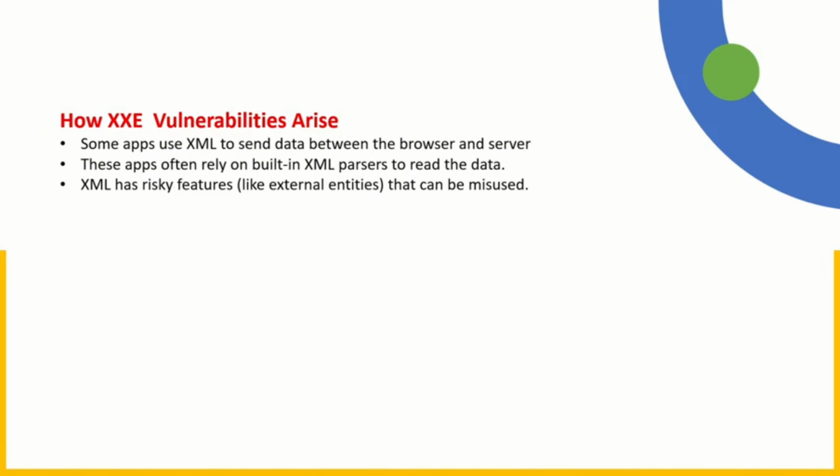XML has risky features like external entities that can be misused. These were designed for flexibility, but they can be misused. For example, attackers can craft XML input that tries to read sensitive files and interact with the internal system. At that time, an XXE vulnerability also arises.